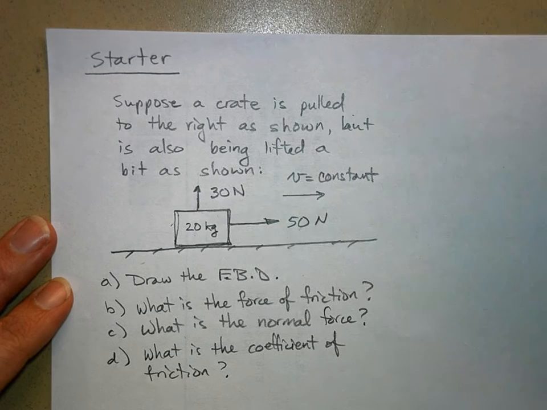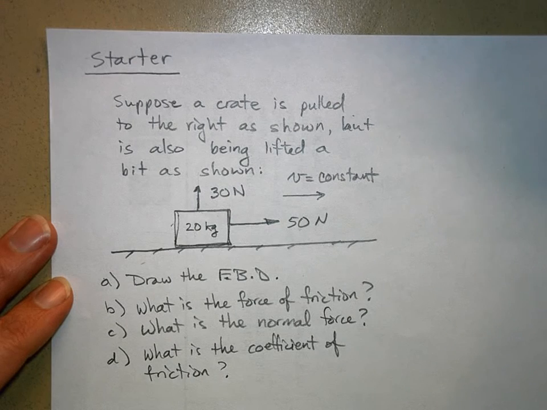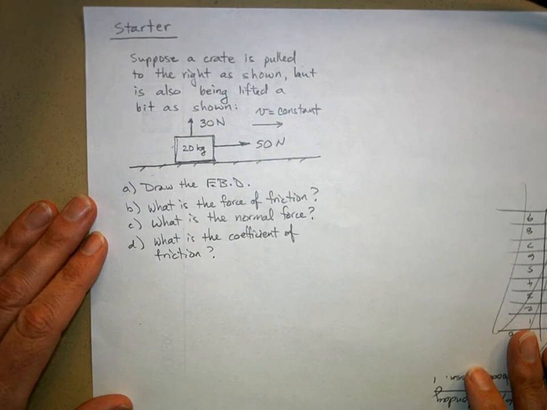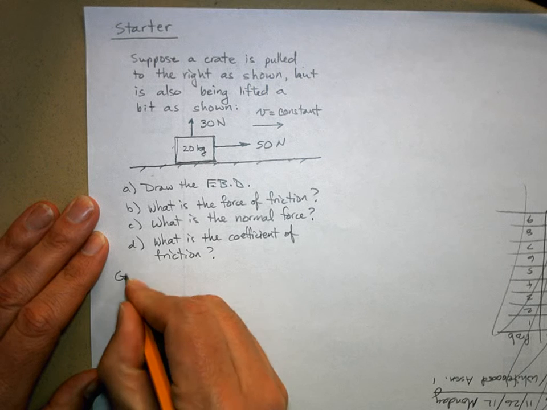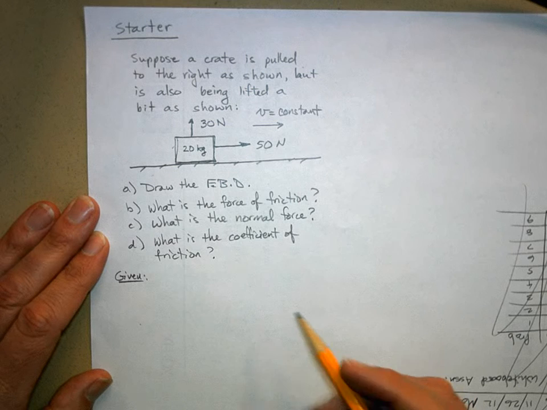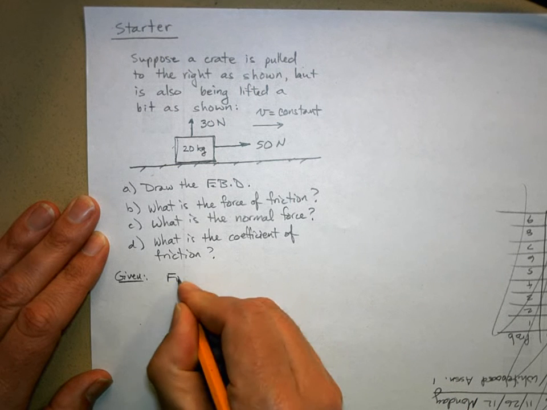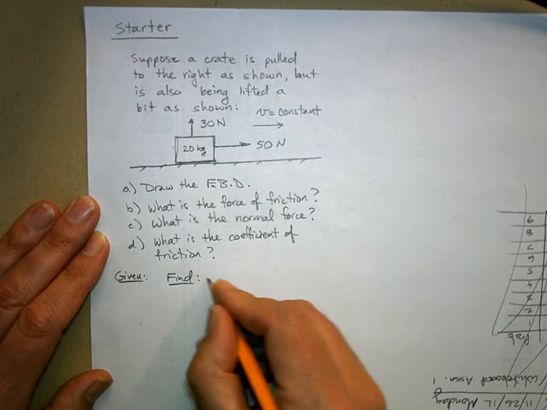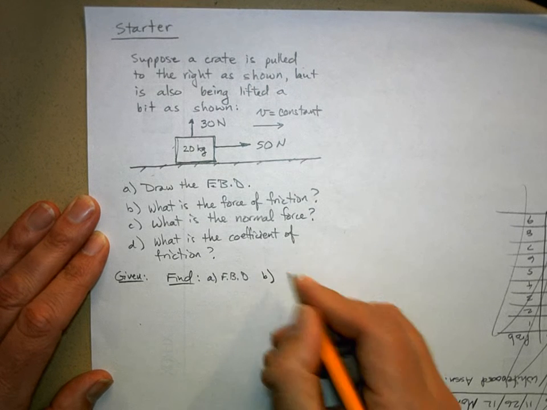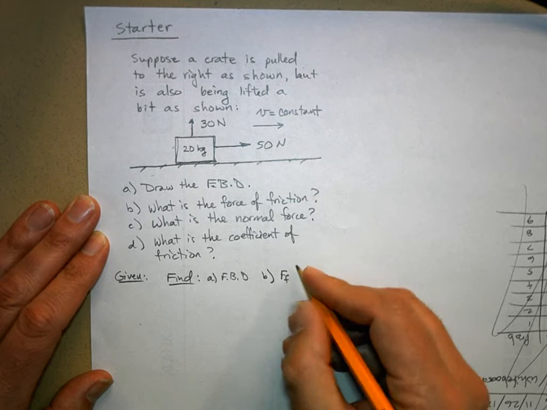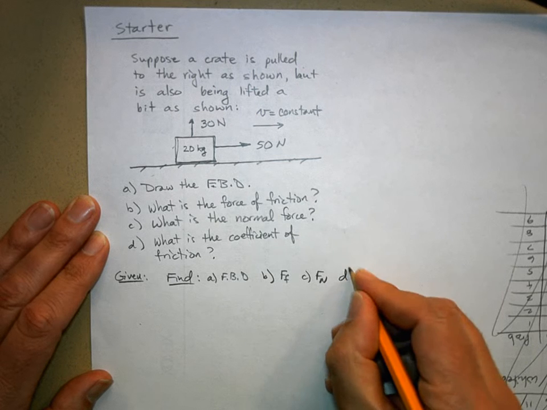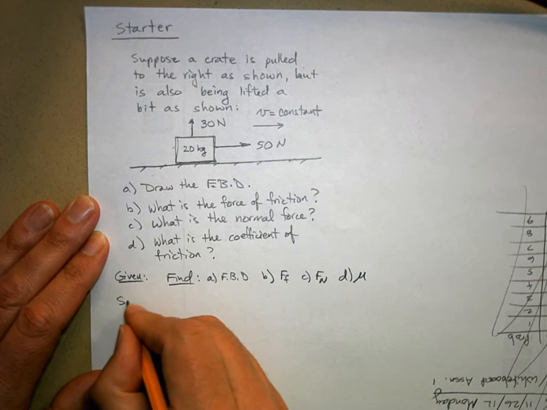So let's do that. Let me zoom out a little bit. So given, well, I don't need to redraw the picture. Actually, what's given is up here. So let's just do the find. We want the free body diagram. We want the force of friction. We want the normal force. And then we want mu. Okay, so let's solve.